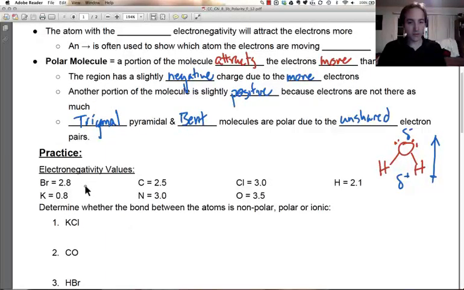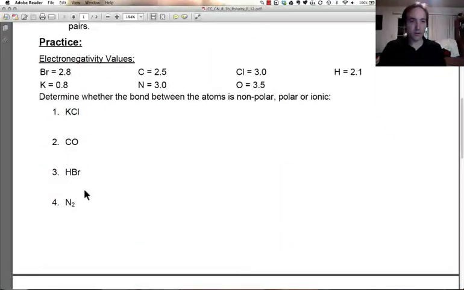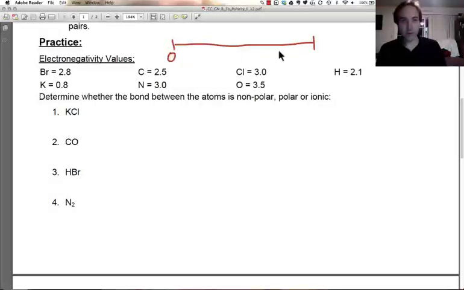Okay, we want to get some practice calculating whether a bond is nonpolar, polar, or ionic. The first thing I want to review real quick is that scale again. The scale goes from 0, and there are two other markers on it: 0.5 and 1.7. If the difference between the electronegativities is between 0 and 0.5, it's going to be nonpolar. If it's from 0.5 to 1.7, it's going to be polar. And if it's greater than 1.7, it's going to be ionic.